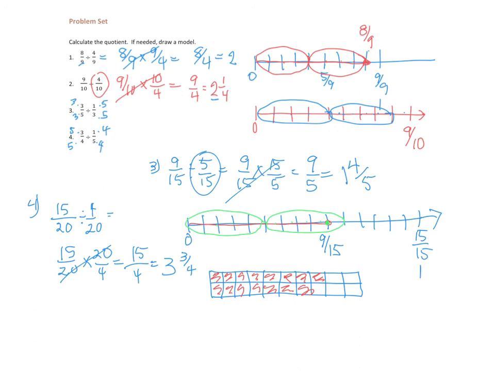So I'm going to come in with a little different color. 1, 2, 3, 4. There's one group. 1, 2, 3, 4. There's a second group. 1, 2, 3, 4. Okay, so there's my 3, and then out of 4, I have 3 shaded in. That is the 3/4, 3/4. Okay, well done, you guys.